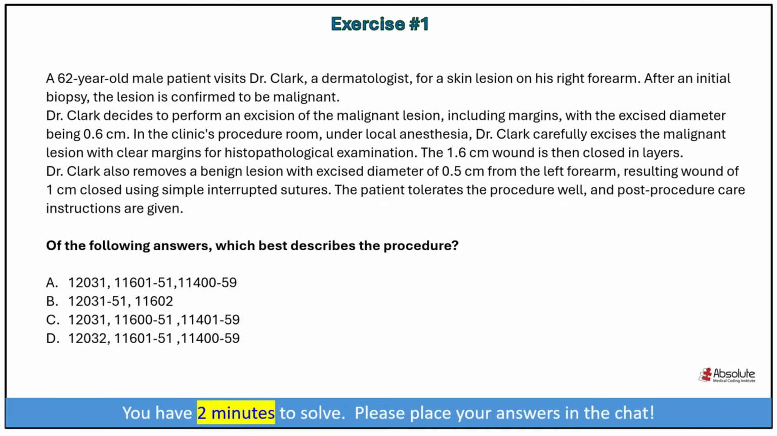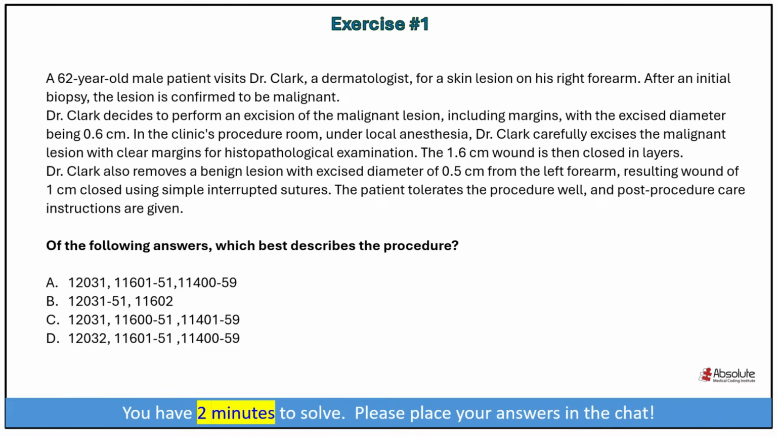A 62-year-old pale patient visits Dr. Clark, a dermatologist, for skin lesions on his right forearm. After initial biopsy, the lesion is confirmed to be malignant. Dr. Clark decides to perform an excision of malignant lesion including margins, with the excised diameter being 0.6 cm. In the clinic's procedure room under local anesthesia, Dr. Clark carefully excises the malignant lesion with clear margins for histopathological examination. The 1.6 cm wound is then closed in layers.